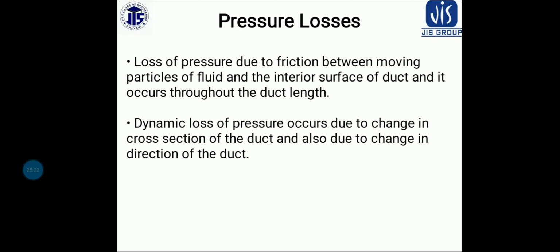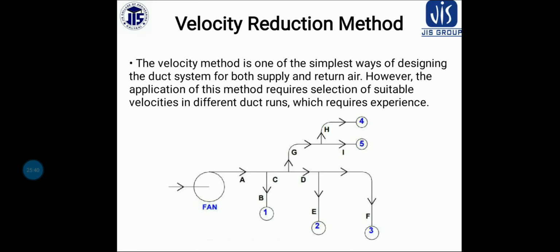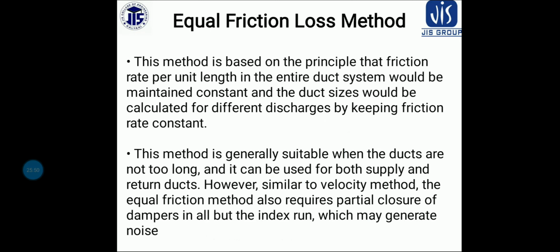Here Pf is the pressure loss due to friction, and F is the friction factor, and it depends on the surface of the duct. L is the length of the duct, C is the mean velocity of the air flowing through the duct, and m is the hydraulic mean depth. What do we mean by hydraulic mean depth? It is the ratio of the cross sectional area of the duct to the wetted perimeter of the duct.